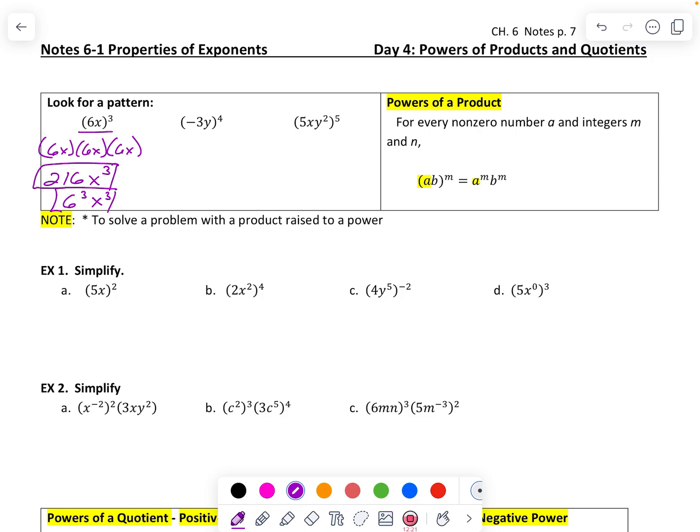If you can calculate it, if it's like 2s or 3s up to the fourth power, you should be able to do that. But anything really big, you can just leave as an exponent. So 3 to the fourth, we can do this. So remember, this means negative 3y times negative 3y times negative 3y times negative 3y. So negative 3 times negative 3 times negative 3 times negative 3 is positive 81. You should be able to do that. And then we would have y to the fourth.